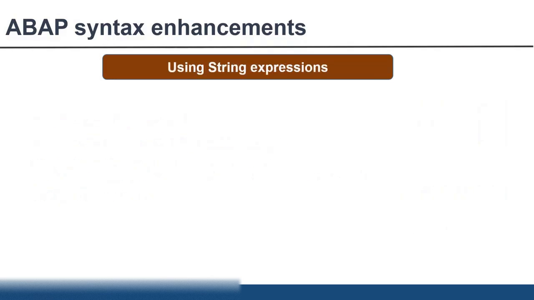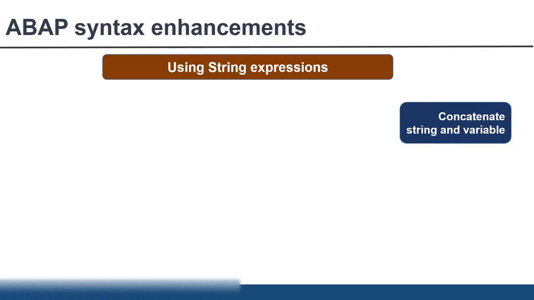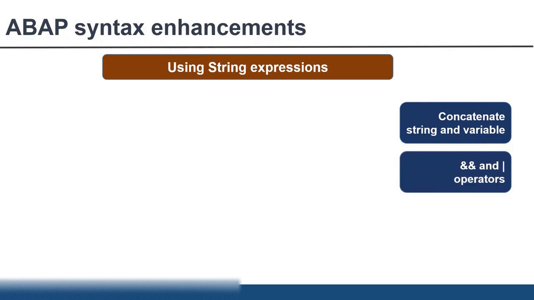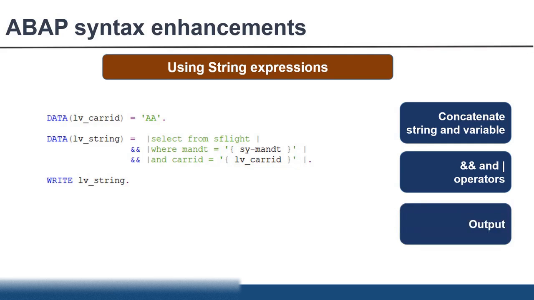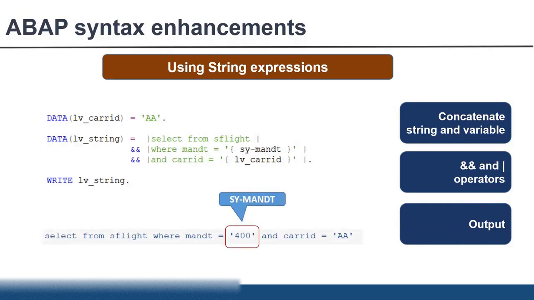String expressions. You can now concatenate multiple strings and variables using the ampersand operator and pipe symbol. Consider the source code given on the screen. Here, 3 strings are separated using pipe symbol and concatenated using the ampersand operator. 2 variables are also passed within the string in a similar fashion. Finally, the output string will look like this. The value 400 is passed from the system variable sy-mandt and the value AA is from the variable LVCARID.